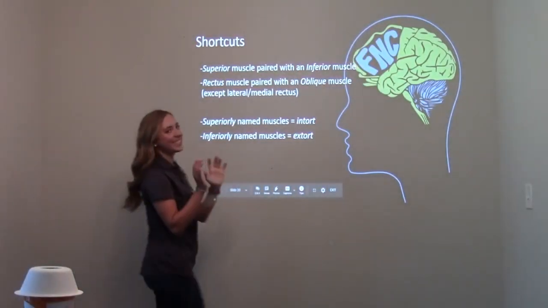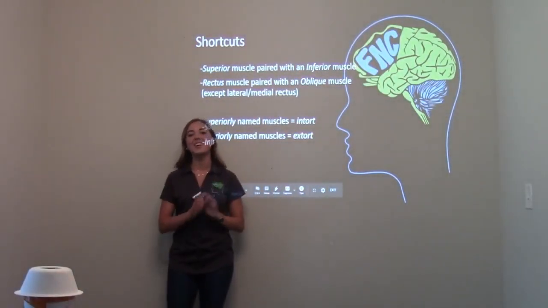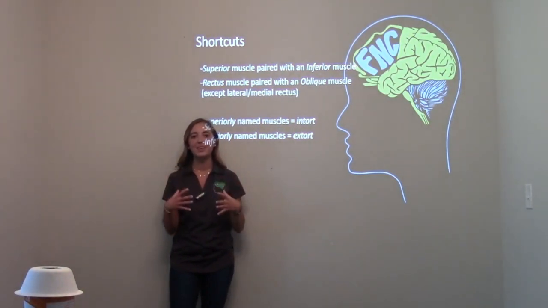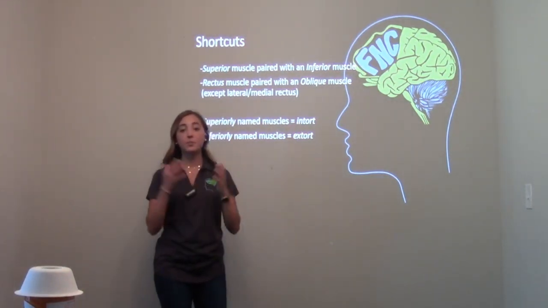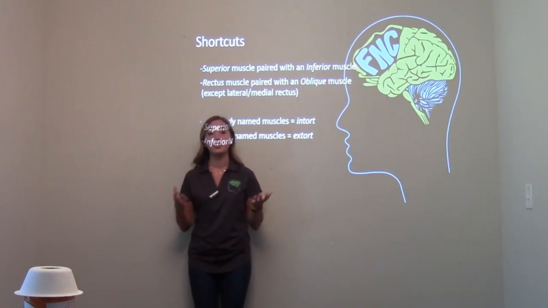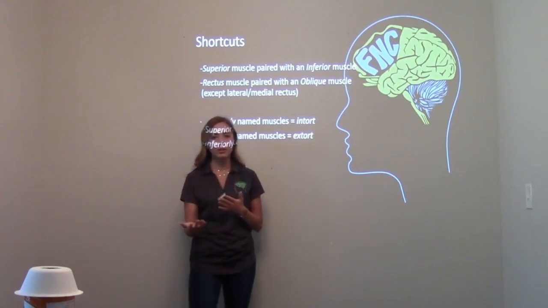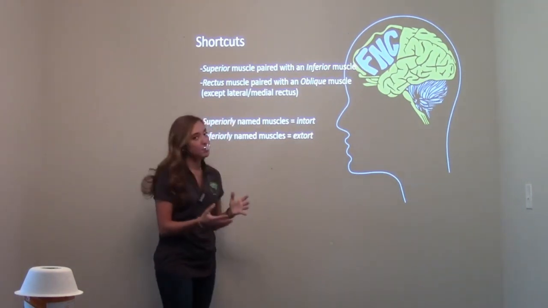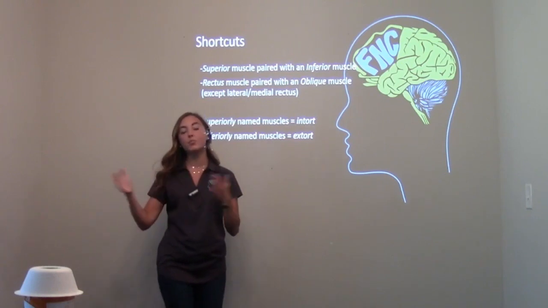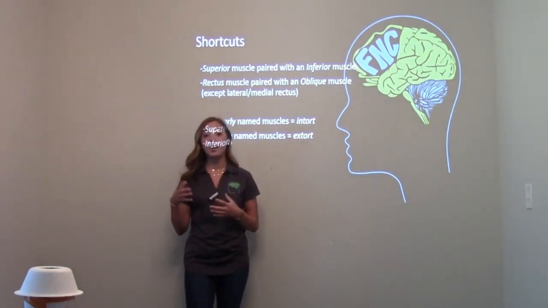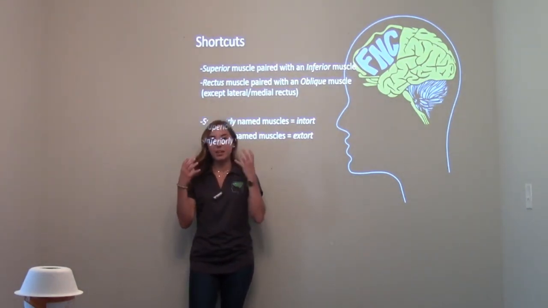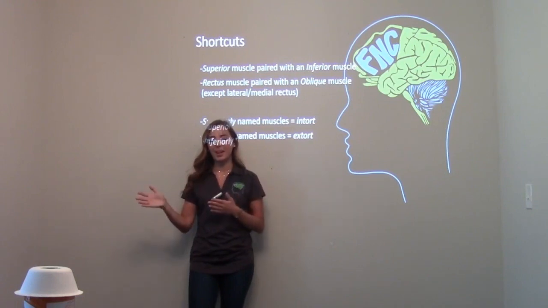So, shortcuts to make this a lot easier for you guys. I made you learn it the hard way first, but now we're actually going to make it easier. As you guys know, hopefully your eyes are yoked together so that when I look to my right, both of my eyes move towards the direction that I want to look. So our eye muscles are going to be paired together. Although our eyes are moving in the same direction, it's not the same muscles in my right and my left eye that are moving my eyes to the right.